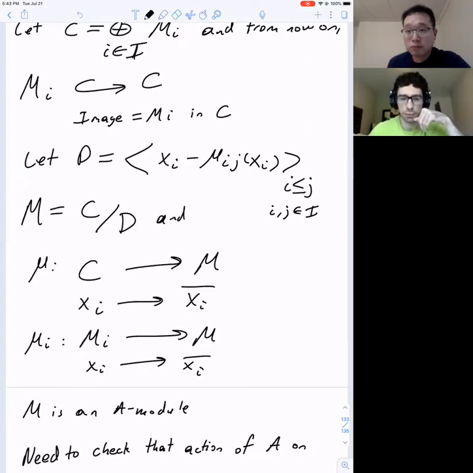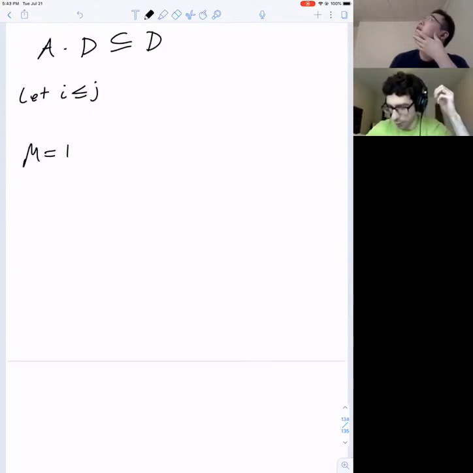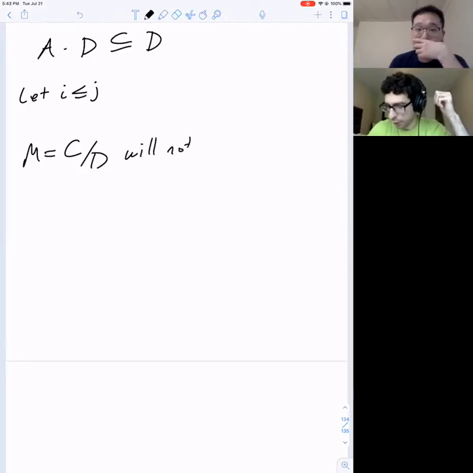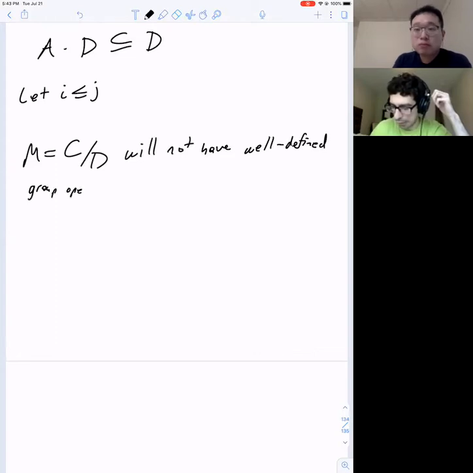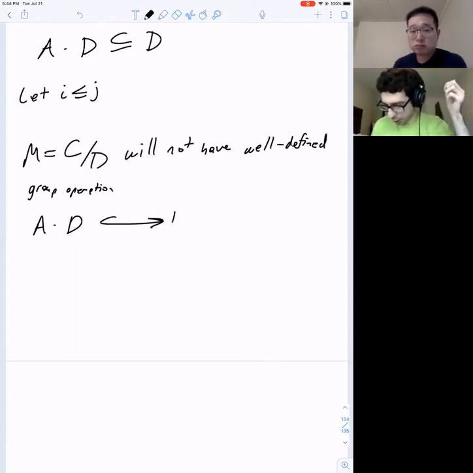So why should we need to check that D is stable under A action? Because otherwise it's not a well-defined group operation on M, or else M equals C mod D will not have it. Yes, checking the well-definedness. Okay. Well-defined group operation. Yeah, thanks. Good question. So how do we prove this? Just show that A times D lives in D.